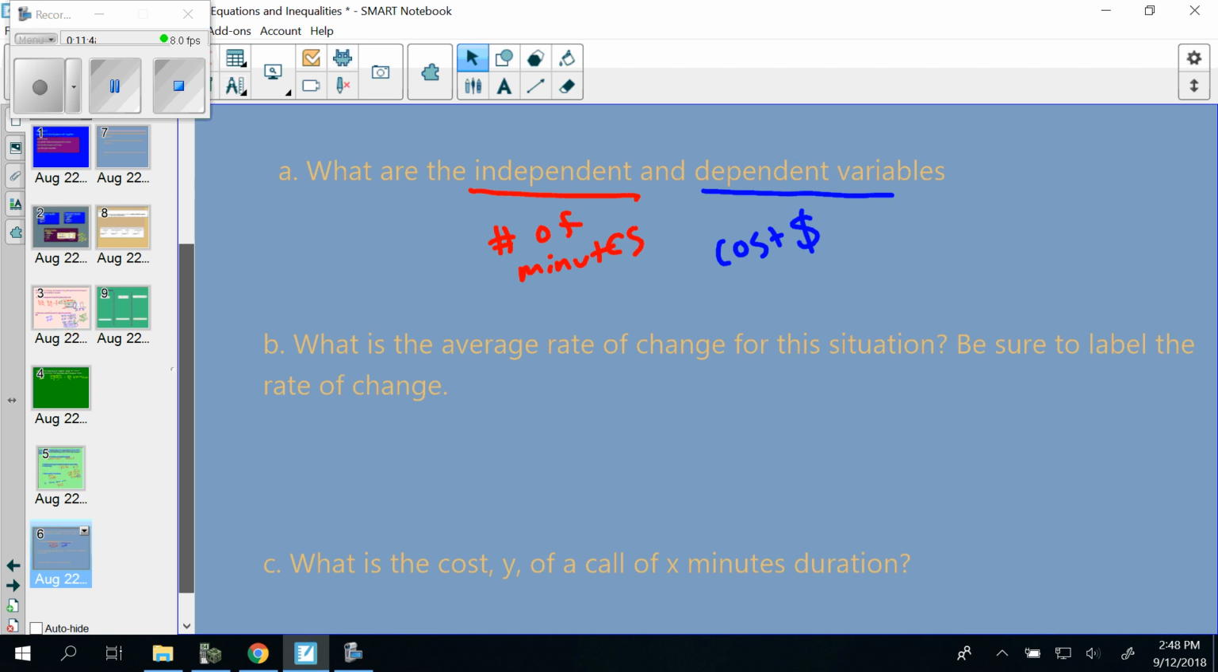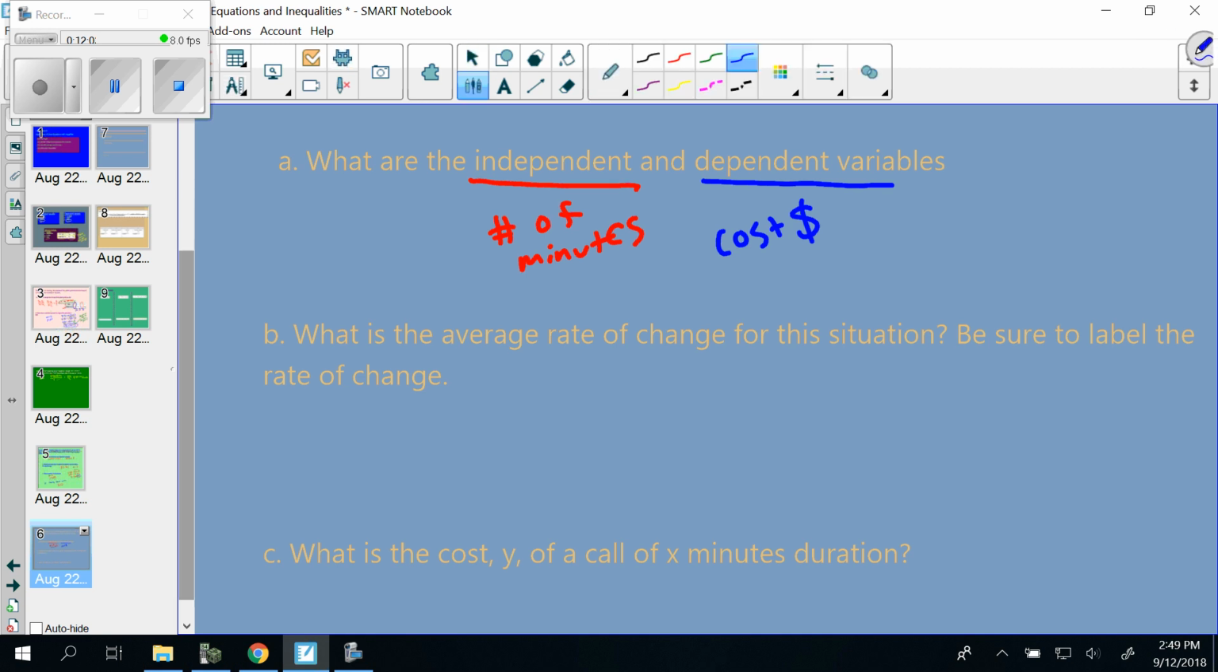All right, part B, what is the average rate of change for this situation? Be sure to label the rate of change. Okay, so they never specifically told us in this one, but we do have some call lengths with associated costs. Pause the video and see if you can figure out what this is going to be.